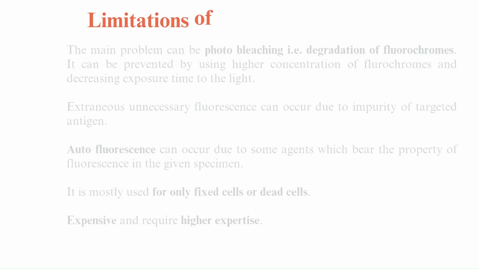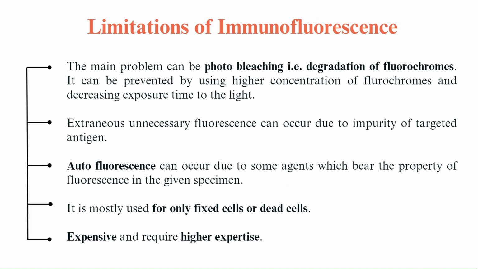Limitations of immunofluorescence. The main problem can be photobleaching, which is the degradation of fluorochromes. It can be prevented by using a higher concentration of fluorochromes and decreasing exposure time to the light. Extraneous unnecessary fluorescence can occur due to impurity of the targeted antigen. Autofluorescence can occur due to some agents which bear the property of fluorescence in the given specimen. It is mostly used only for fixed cells or dead cells. It is expensive and requires higher expertise.